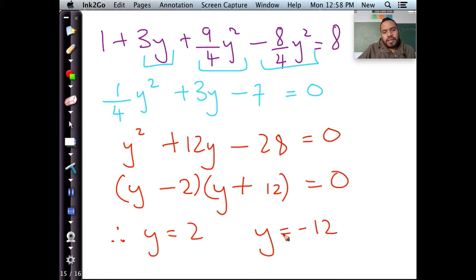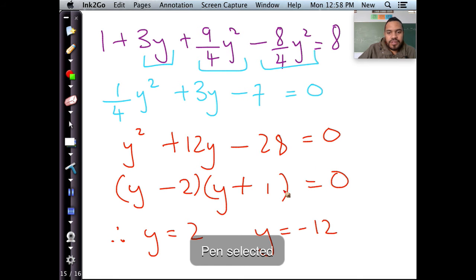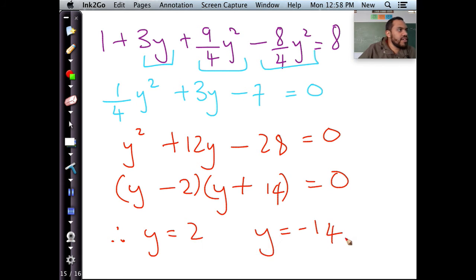Not 12 and 2. It was 2 and 14, sorry. 2 and 12 would be 24. So as you can see, this coincides with the graphical y values that we found earlier. Do you remember the y values we found earlier? It was minus 20 and minus 14, and it was positive 4 and positive 2.